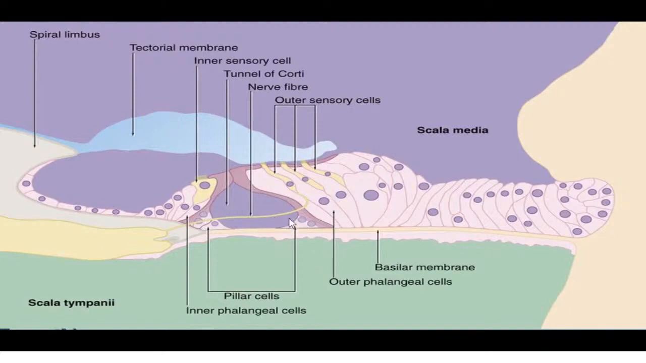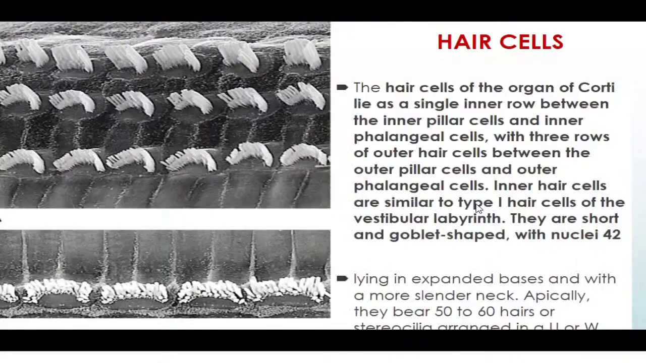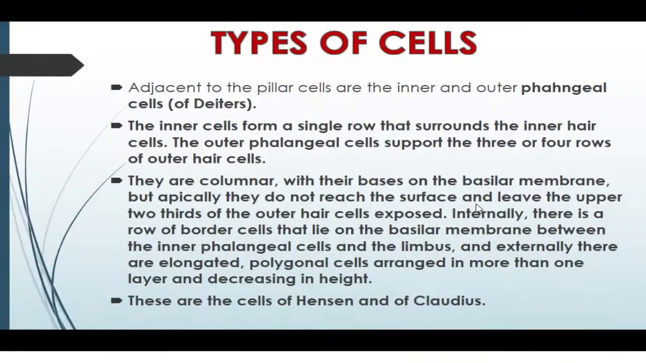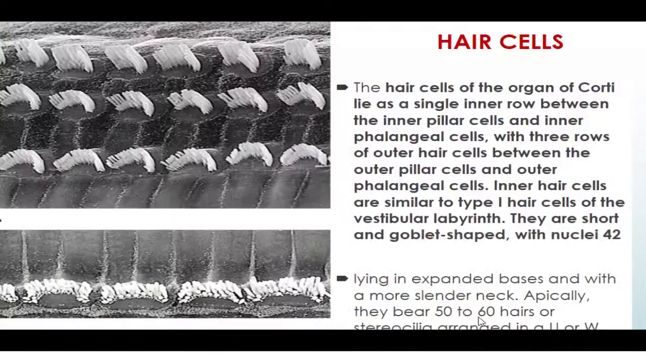Also we have seen here there are some cells in scala media which are named Claudius cells and Hensen cells, Hensen and Claudius cells. And more important, the haired cells. The haired cells of the organ of Corti lie as a single inner row between the inner pillar cells and inner phalangeal cells, with three rows of outer haired cells between the outer pillar cells and outer phalangeal cells.